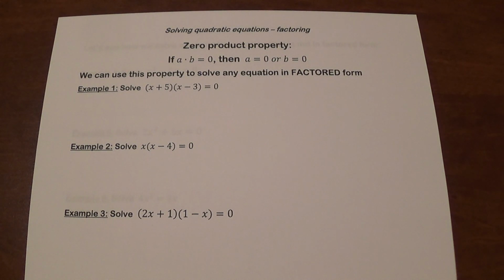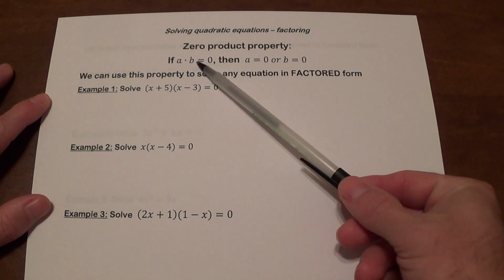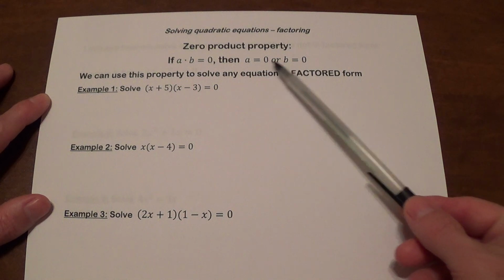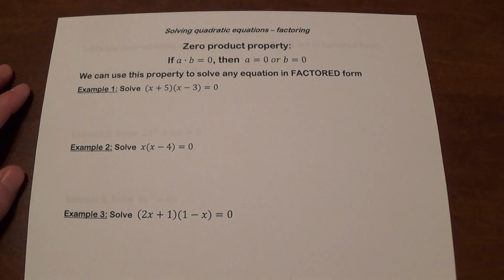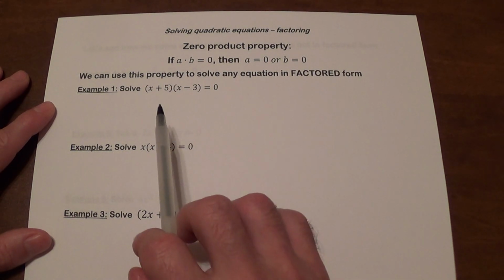Hi, we are going to talk about solving quadratic equations by using factoring. First of all, we need to understand there's something called the zero product property, which basically says that if you multiply two quantities and the product is zero, then one of those two quantities has to be zero. And that fact is used in this approach. So let's take a look at these basic equations.